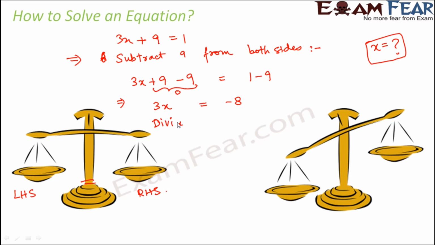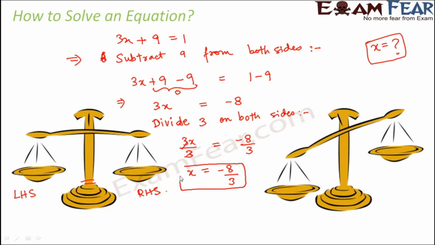If you divide 3x by 3, then 3 and 3 will cancel out, so you will be left with x. But if you are dividing the left hand side by 3, what are you supposed to do on the right hand side? On the right hand side also you have to divide by 3. Otherwise again the balance will get disturbed, and we do not want to disturb the balance. So divide by 3 on both sides. It becomes 3x by 3 is equal to minus 8 by 3. So 3 will cancel, and we get x is equal to minus 8 by 3.